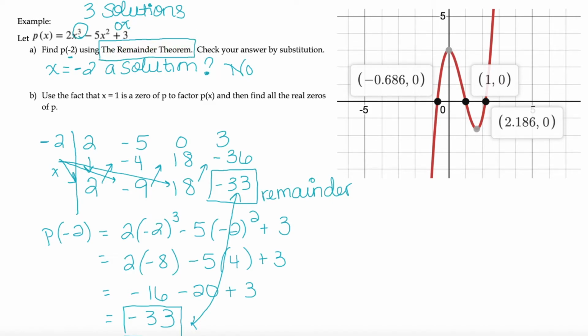I also see that when I graph 2x cubed minus 5x squared into decimals, notice that negative 2 is not a solution. Okay, I'm going to erase some of these items here so that we can tackle Part B.